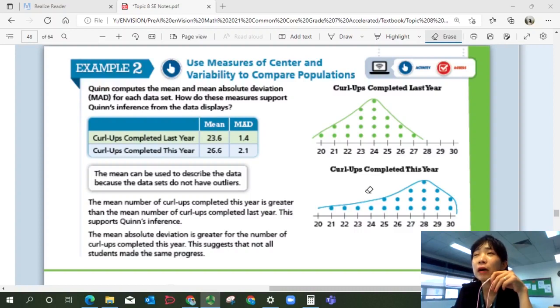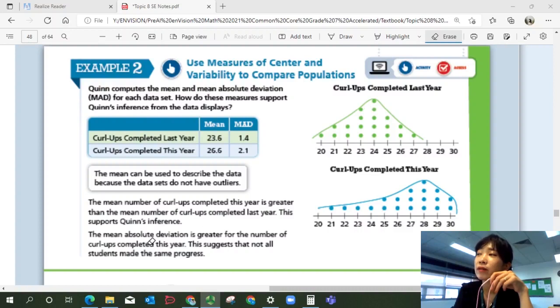Like more data would be further away from the mean for this year than it would be last year. Okay, so the mean could be used to describe the data because the data sets do not have outliers. The mean number of curl-ups completed this year is greater than the mean number of curl-ups completed last year. So this supports Quinn's inference.